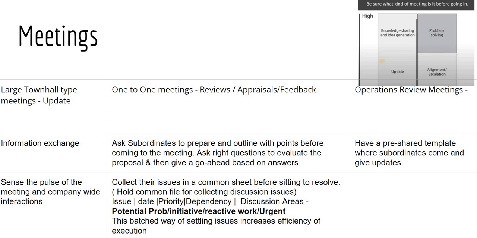Now typically you can also classify meetings in three different categories. One is large town hall type meetings where a lot of people, maybe your entire department or your entire organization, gather together and have an information exchange. The senior management gives you an update of what is happening where, etc. Then you have one-to-one meetings, which typically consist of your reviews, appraisals, continuous appraisal sessions, and feedback sessions with your team members. And then you have operation review meetings, wherein a review is done for the management team by the top management. Let's cover each of them one by one.